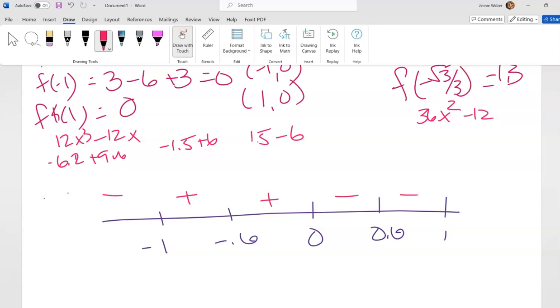Last one, this 2 here, I expect a change in concavity. Not in concavity, in increasing and decreasing. So I expect this to go positive. So now I'm going to put in this. I put in 2.